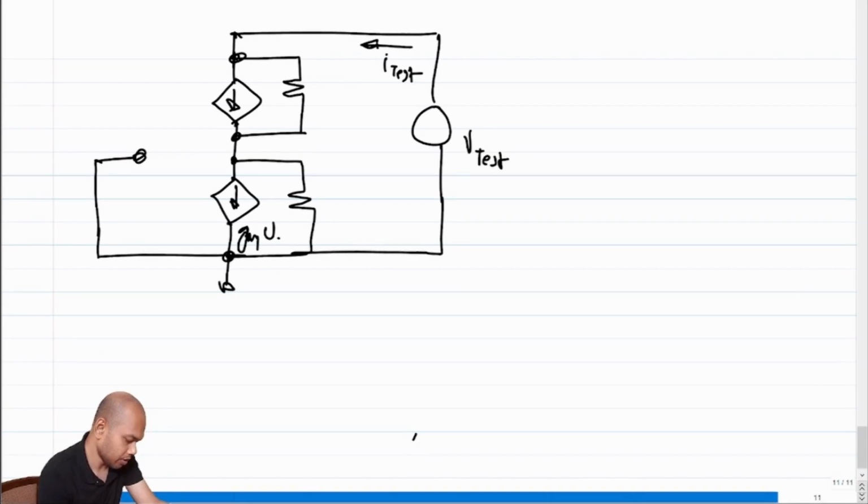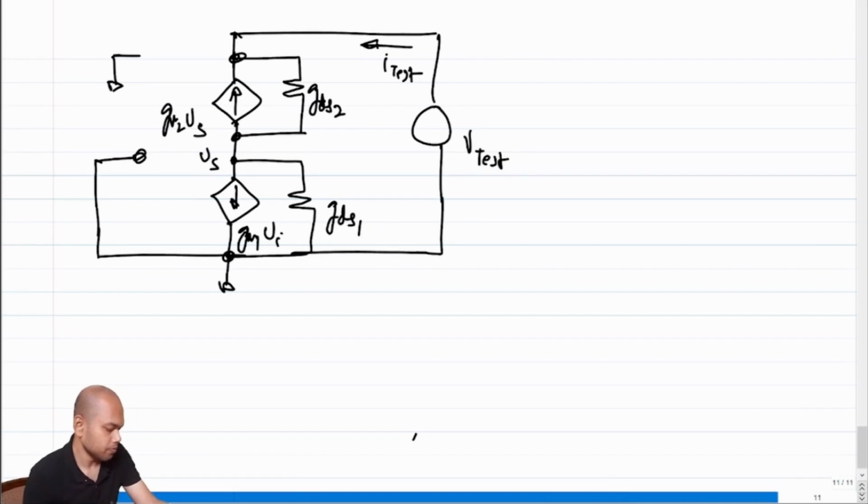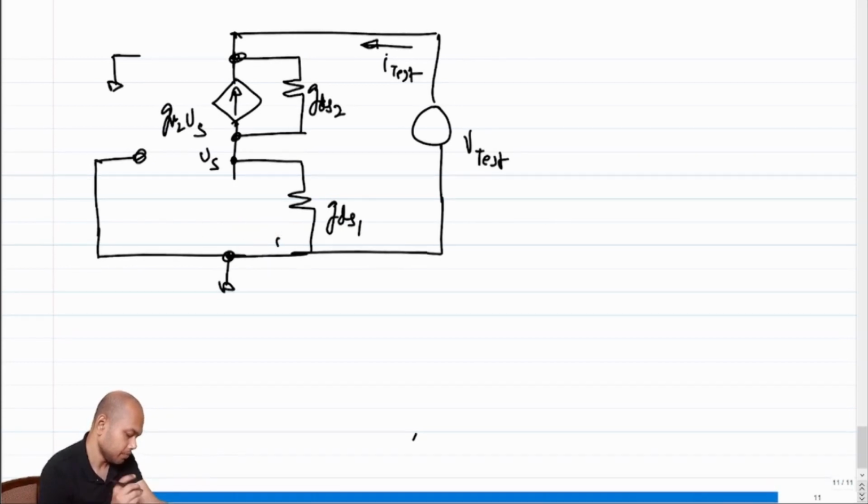So let's mark out the important aspects. This is Gm times Vi, this is GDS1, and since the other gate is also grounded, I know this current is Gm2 times Vs, where Vs is this node, and this is also GDS2, correct? So let's try to figure out what will be the I test if I apply a V test. What is Vi? Vi is 0, right? Since Vi is 0, this goes off, so we are only left with this part of the circuit, okay?